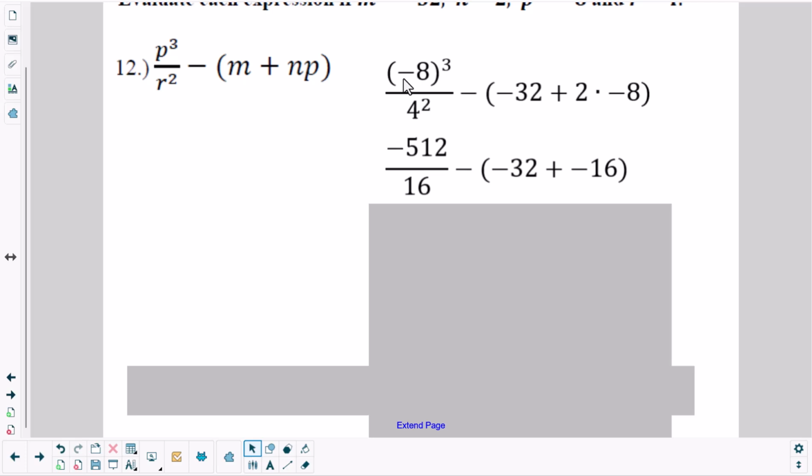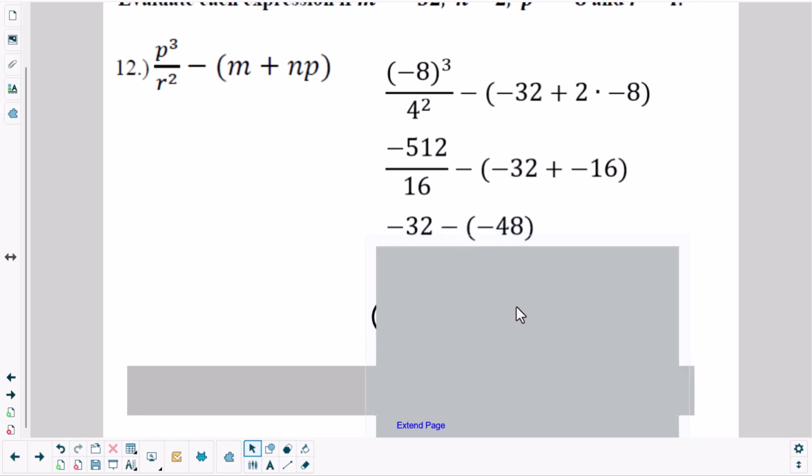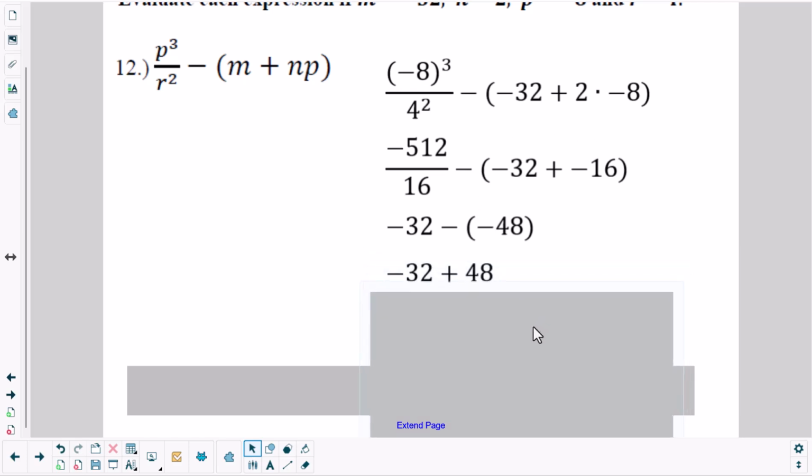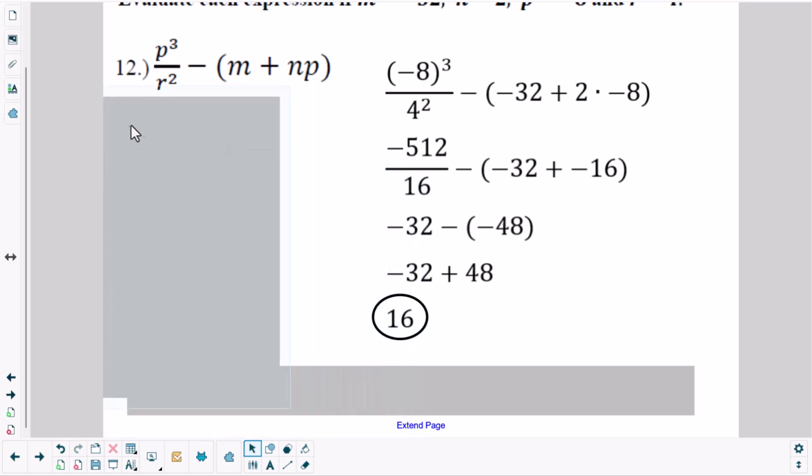The next thing we want to do is negative 512 divided by 16. Your calculations generally won't be that difficult, but I do know that 16 goes into 51 3 times to get us 48. That will leave us with a remainder of 3, and when I bring down the 2, I know that 16 goes into 32 twice. So I know that that's going to equal 32, in this case negative 32. Negative 32 plus negative 16 is negative 48. Now let's do keep change opposite here. We have negative 32 plus 48. Since the signs are different, we want to subtract those. 48 minus 32 is 16. It will be a positive 16.